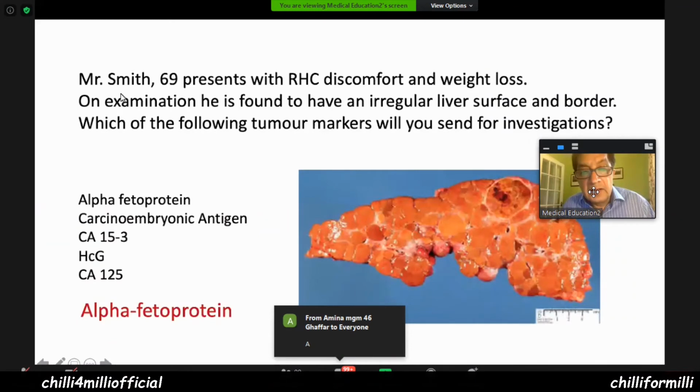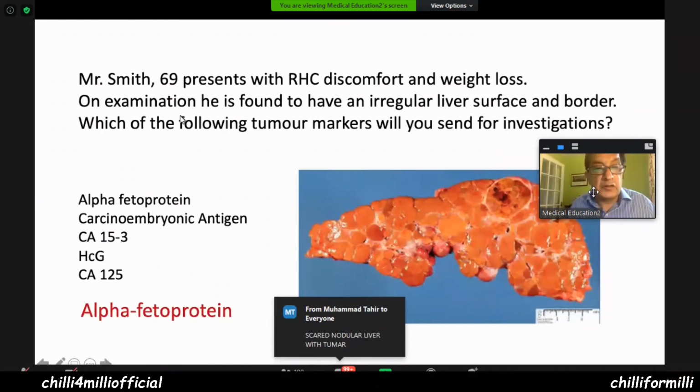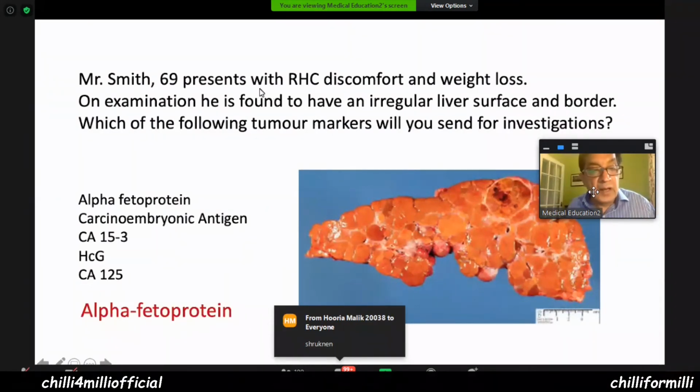Can someone tell me what is the description of this liver you can see? It is not enough for you to know what it is. What is required is that you need to be able to describe what you see. Nodular irregular border of liver, meaning that this is your hepatocellular carcinoma. Alpha fetoprotein is your tumor marker.